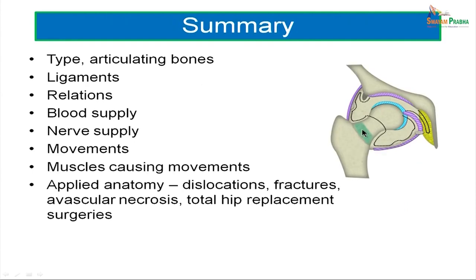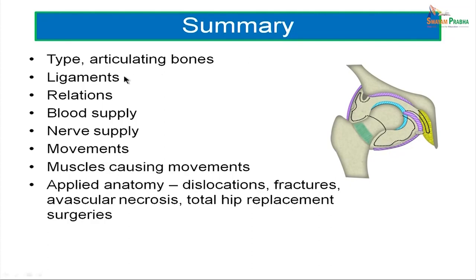With this, we now come to the end of the lesson, and we will have a quick review of what we have studied in this lesson so far. We have seen the type of the joint, which is the hip joint, is a ball and socket type of multi-axial synovial joint. The articulating bones include the acetabulum of the hip bone and the head of the femur.